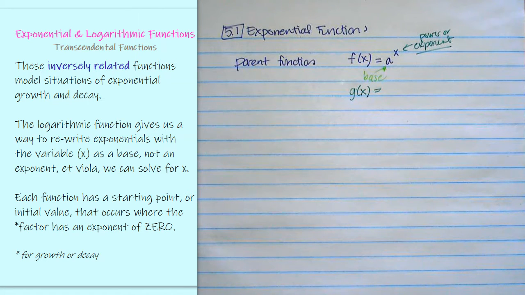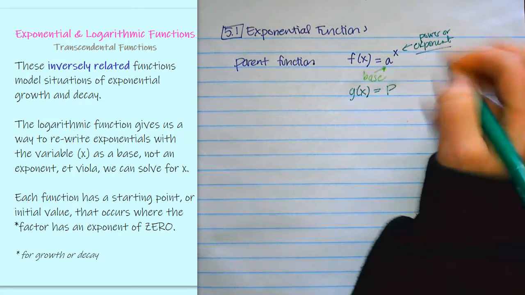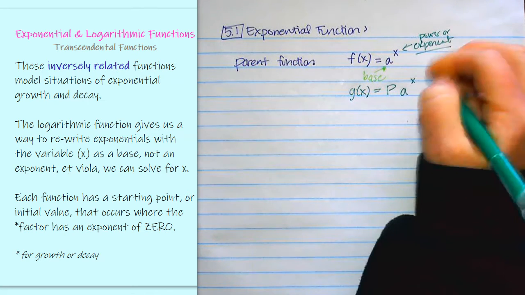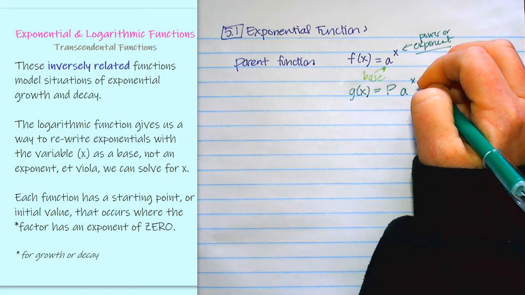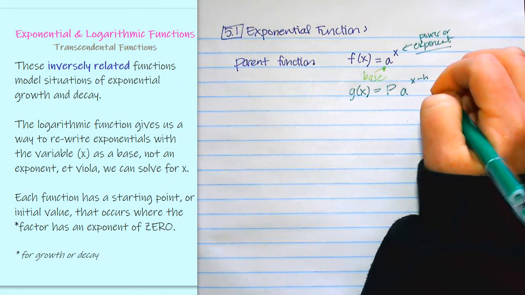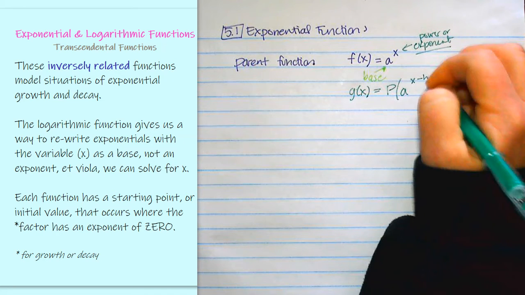So we have different translations for this. Let's look at a translation and say that it could be p, and then we'll still have a to an exponent. We can have it plus or minus some shift. So we'll do minus h and then plus k. We've used h and k before. Note that this is multiplied.